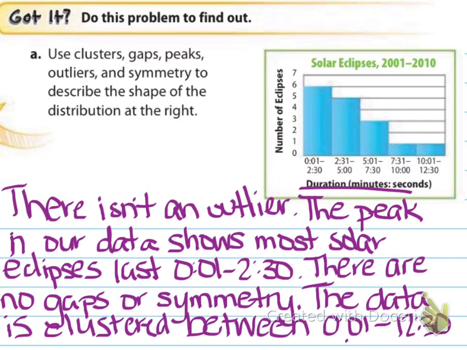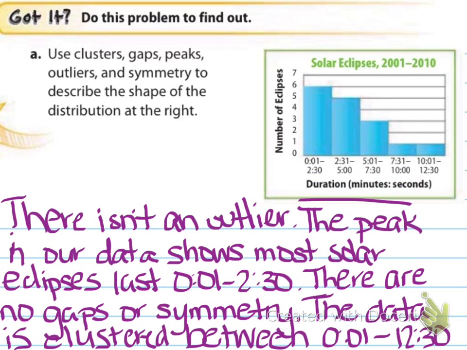All right, so here is the explanation that I wrote. I've got there isn't an outlier, because there's no gap. I actually also do say there are no gaps down here; I probably could have set it up top there. The peak in our data shows most solar eclipses last between 1 second and 2.5 minutes. And then there are no gaps, there's not symmetry, and the data is clustered between 1 second all the way to 12.5 minutes. I say clustered because there's not any gaps, so this is where all the information is set up.